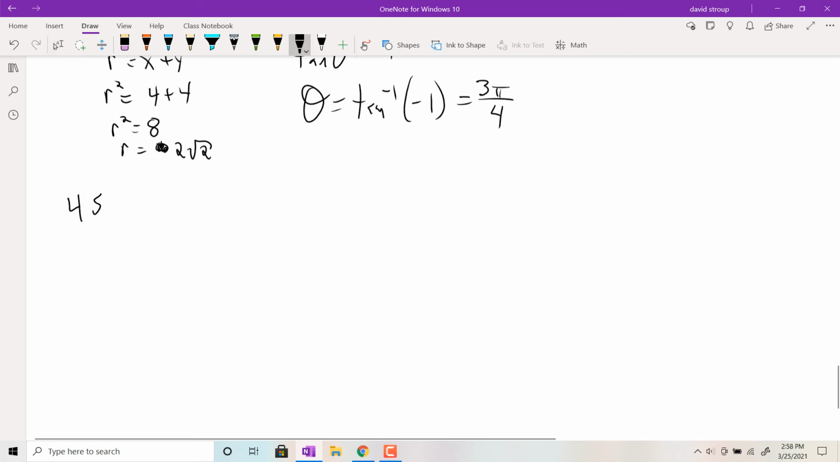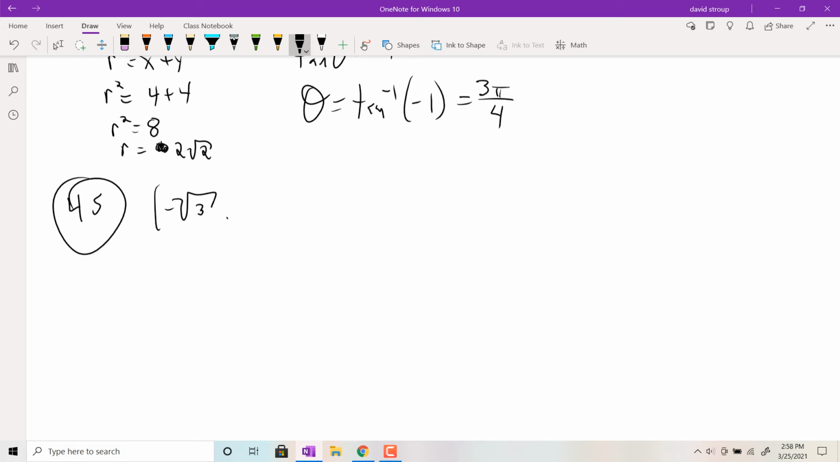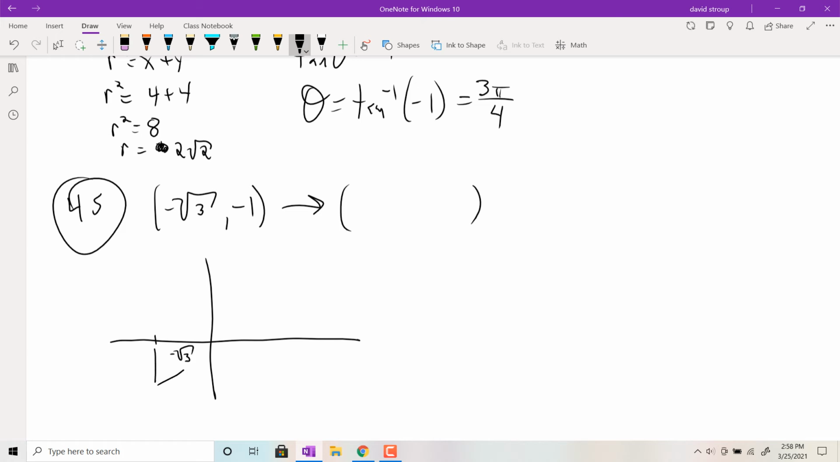So this is 45. Negative root 3, comma negative 1. And we want to go to, again, polar. Let's plot it and see what quadrant we're in. So negative root 3 is over here somewhere. And then negative 1 is going to go down to here. Let me erase that one. Negative 1 would be right here. So we're in the third quadrant.